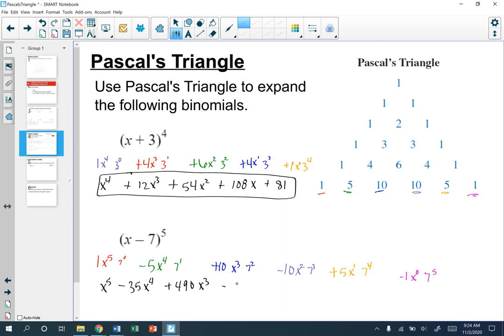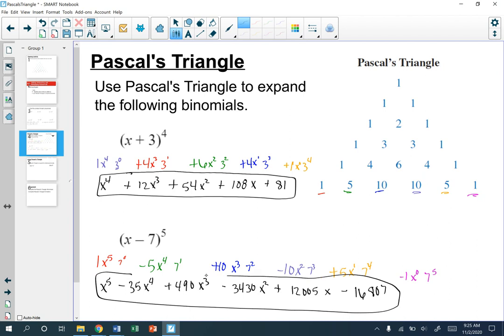That's going to get me 3,430x squared. Here we're adding, and 7 to the 4th times 5 is going to give me 12,005. And then x is just to the 1st, minus 7 to the 5th, which is 16,807, and then x to the 0 is just 1. So this would be our final answer for (x − 7) to the 5th.